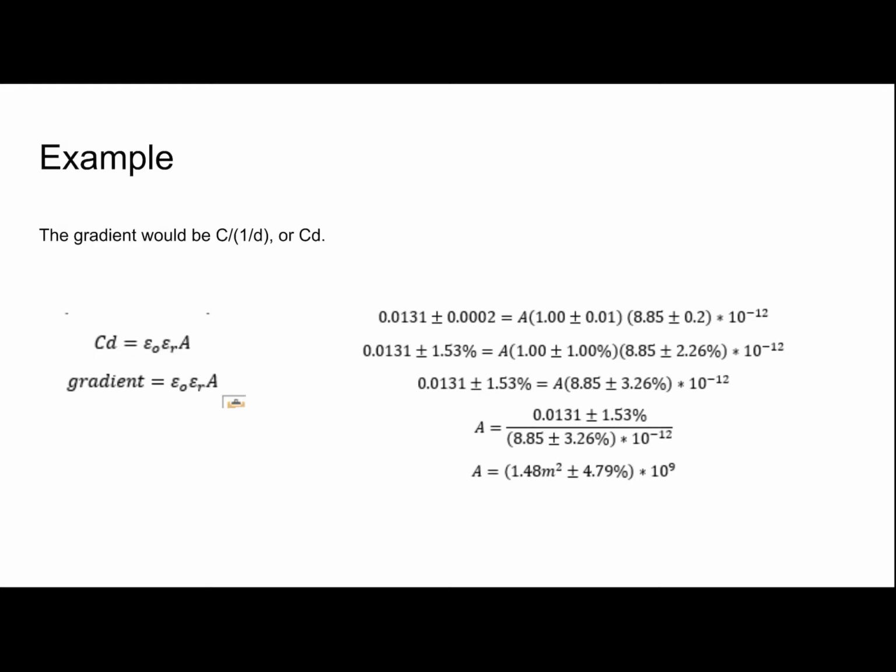Sorry guys, this is pretty messed up. So converting it back to absolute uncertainty is 4.79 divided by 100 multiplied by 1.48, which comes out to be 0.07. So our area equals 1.48 plus or minus 0.07 meters squared times 10 to the power of 9. And that will be our final answer for that question.